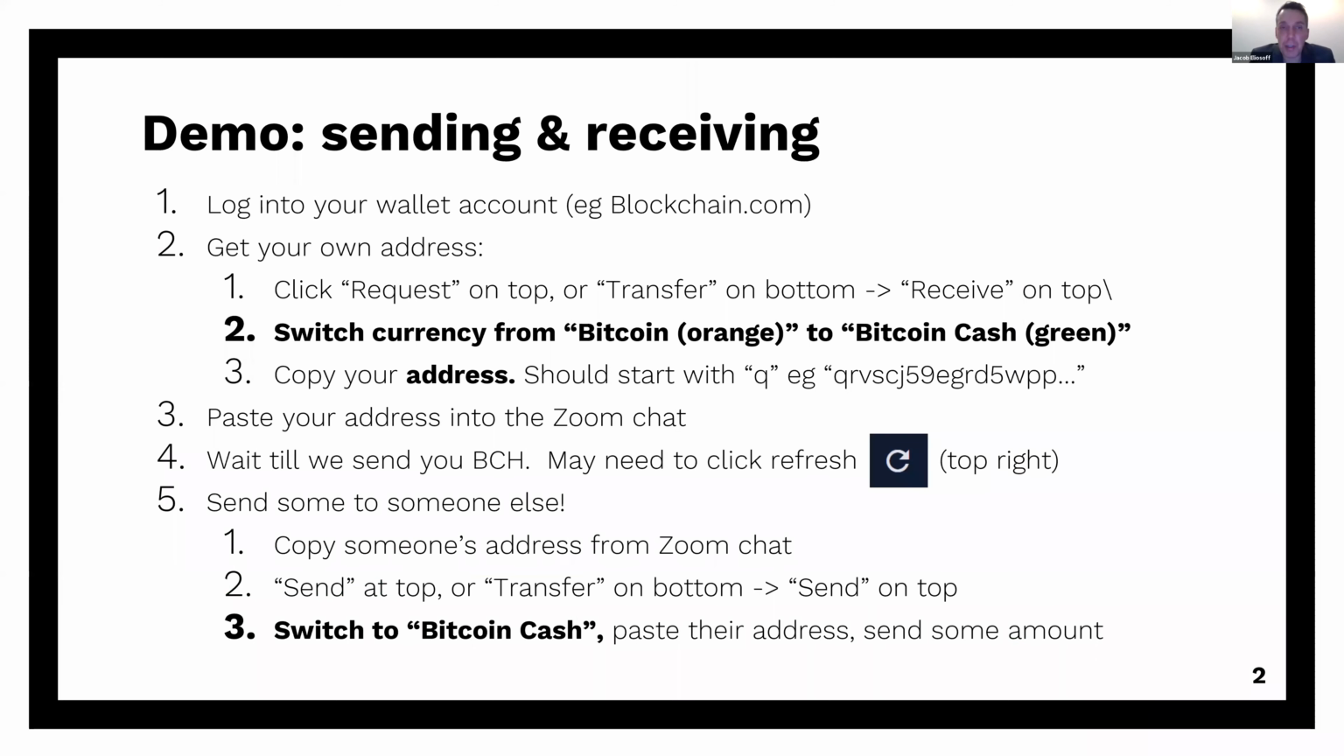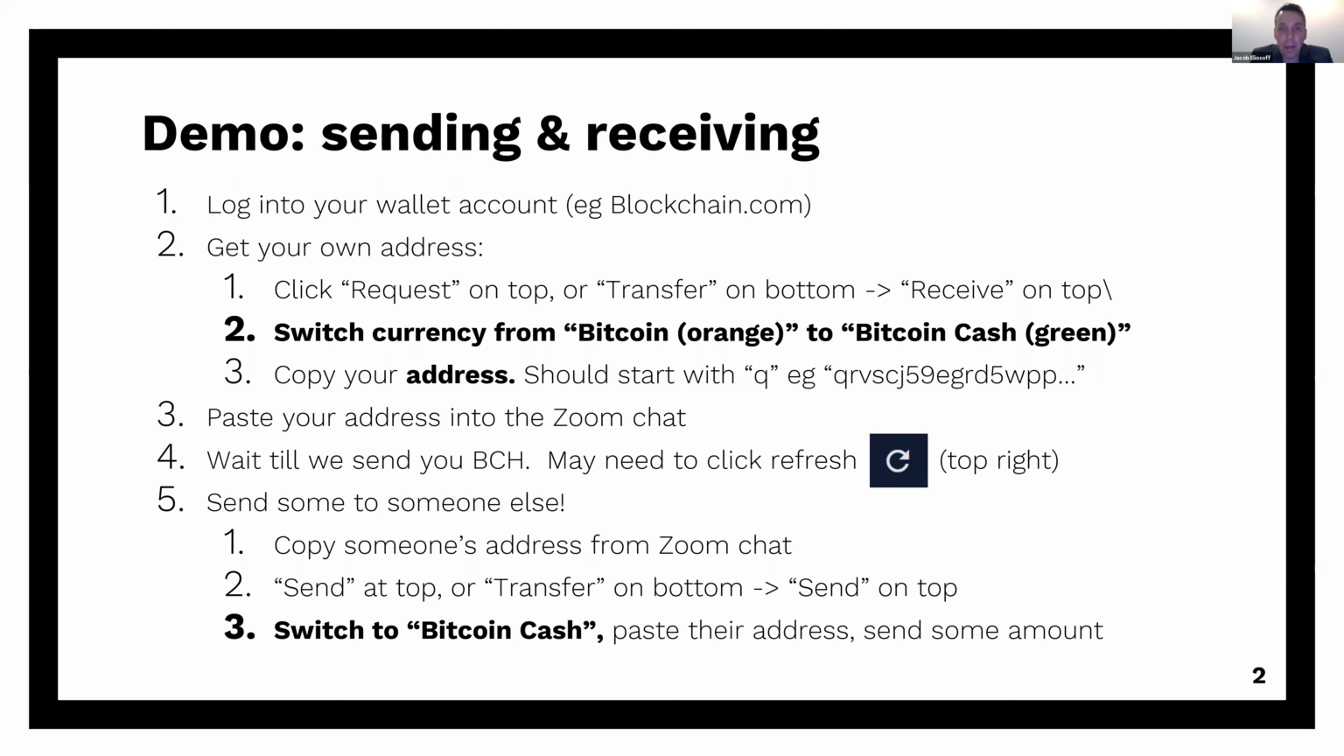So these are the instructions for putting your address. What I want you to do is open the account, log in, and then there's instructions here on how to get your own Bitcoin Cash address. You do have to switch from Bitcoin to Bitcoin Cash. So this is a small gotcha here. But once you have an address, it should look something like what you see on the screen here. It starts with a little Q. Mine starts QRVSCJ59, blah, blah, blah. But yours will be different. And then paste it into the Zoom chat.